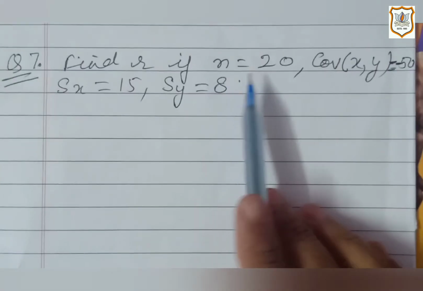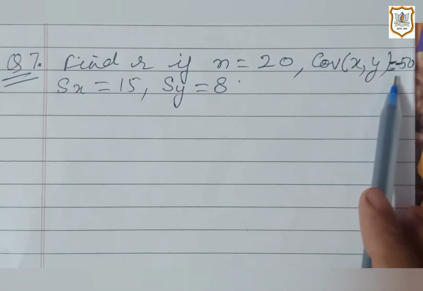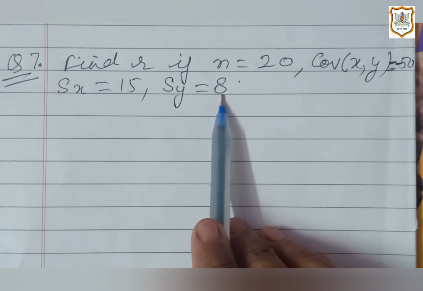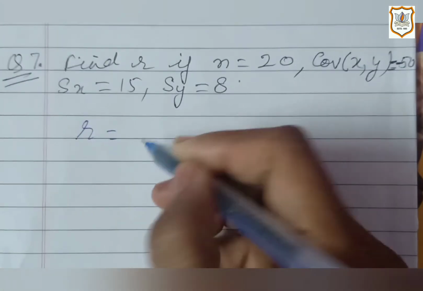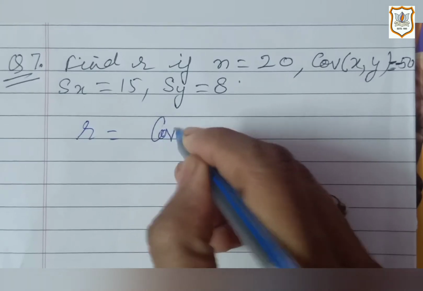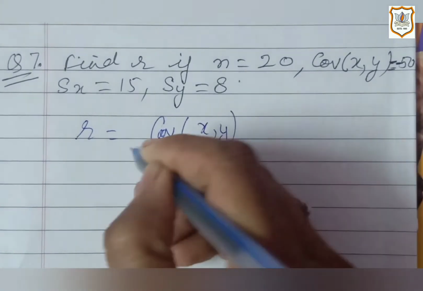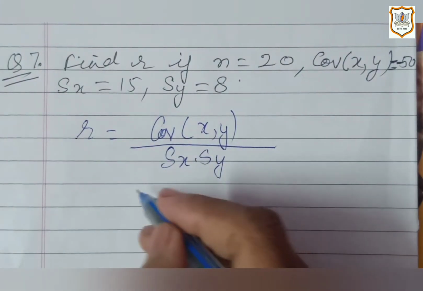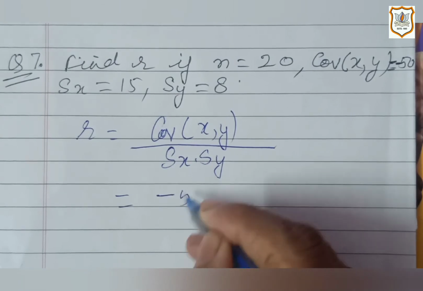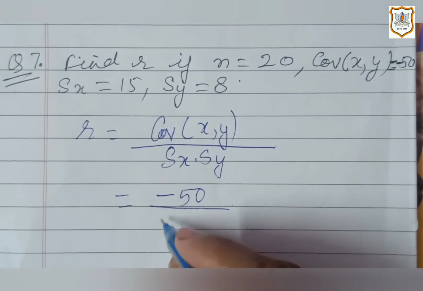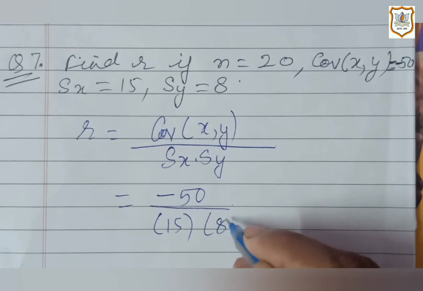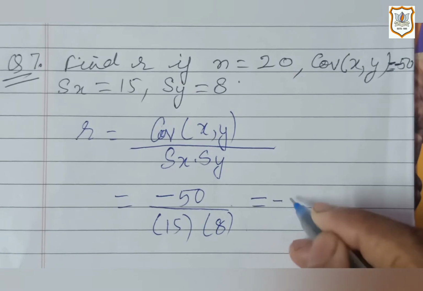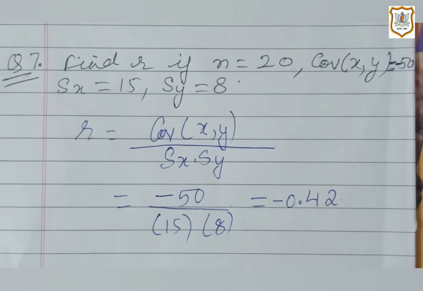Now see question number 7. Find R if n is equal to 20, covariance xy is minus 50, Sx is 15 and Sy is 8. So what is the formula? R is equal to covariance xy upon Sx into Sy. Now covariance is minus 50, Sx is 15, Sy is 8. So you just have to solve it out and the answer which we will be getting will be minus 0.42.